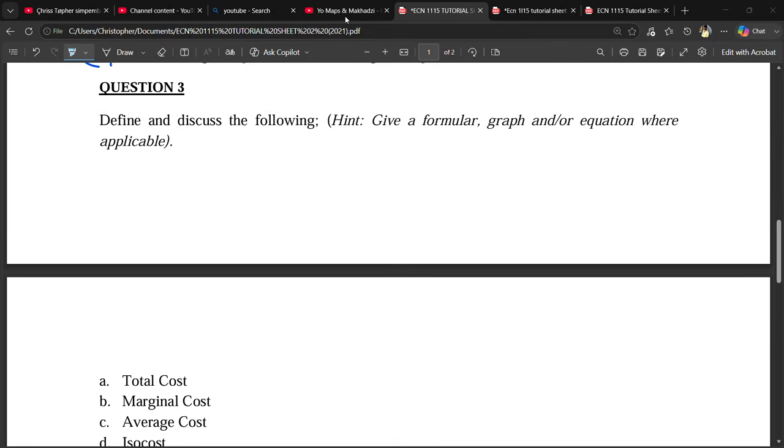Let's continue with the tutorial that we had started. We ended on question 3. Without wasting time, let us try to solve these questions.